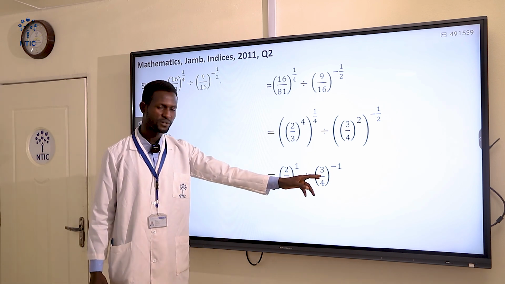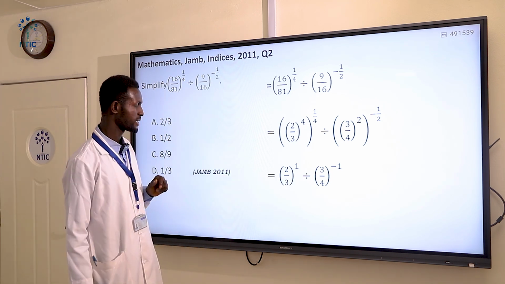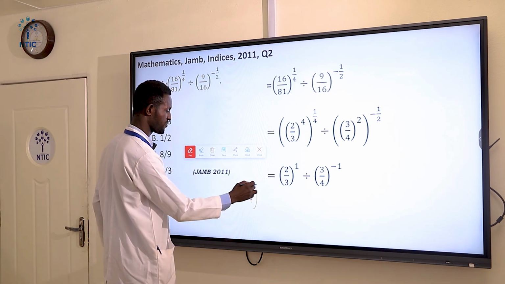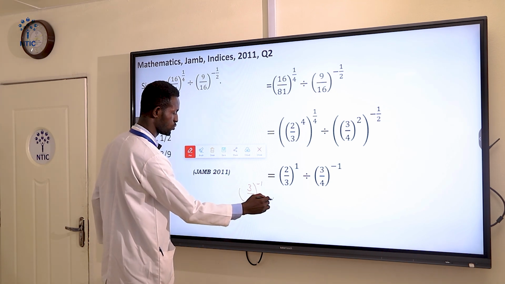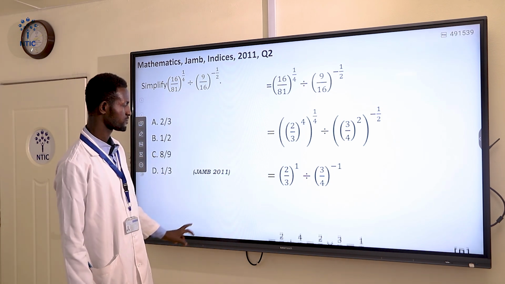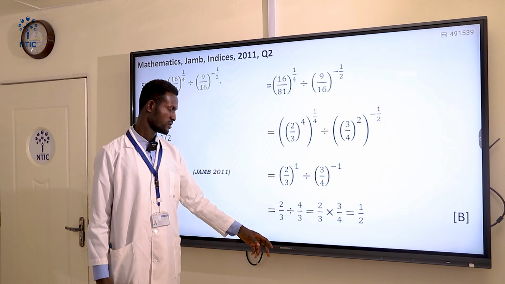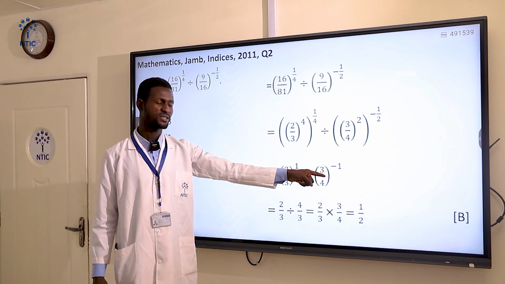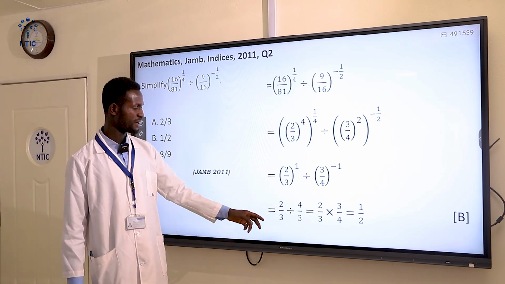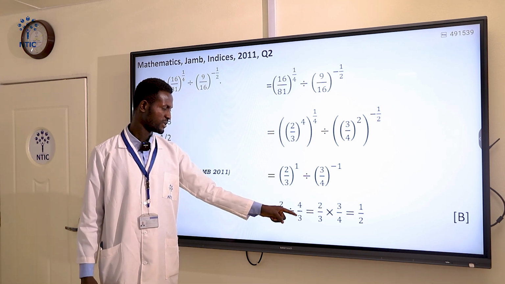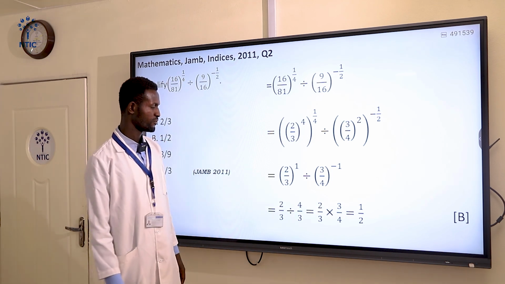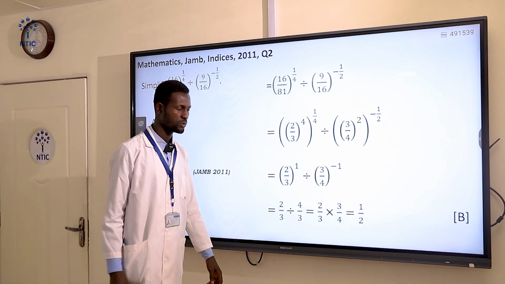Now, if we apply the law of indices to this, we are going to get 3 over 4 raised to the power of minus 1, which is equal to 4 over 3. Because this is the negative index law, after applying the law, this becomes 4 over 3. Then we are left with 2 over 3. Then you flip this, change the sign to multiplication, 3 over 4. So if you multiply out, the result gives 1 over 2.